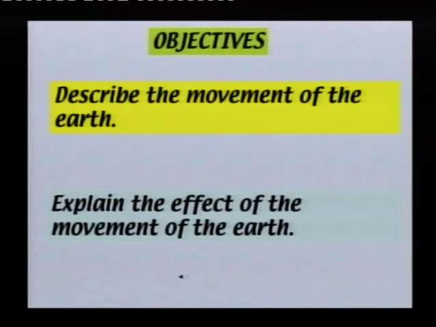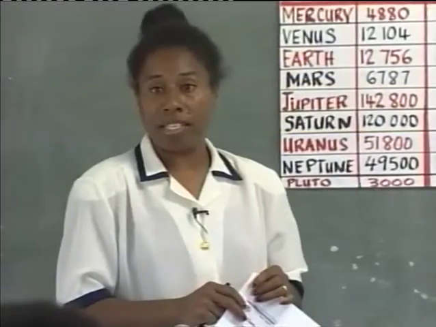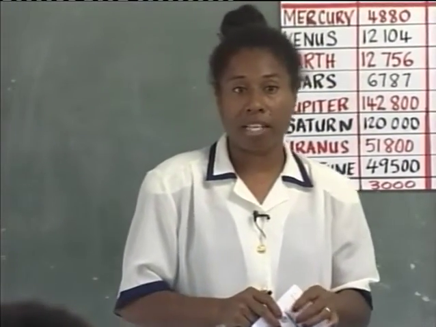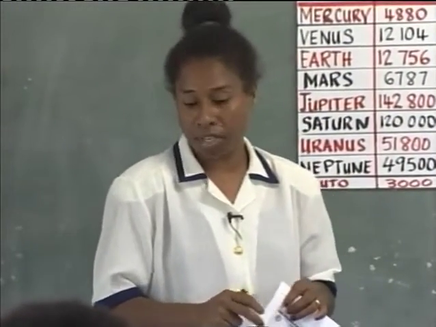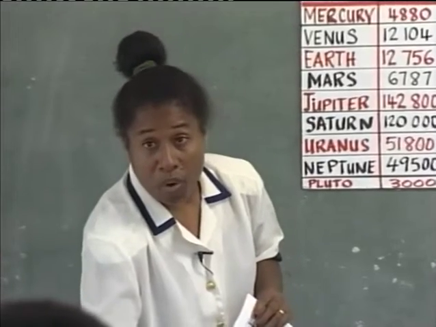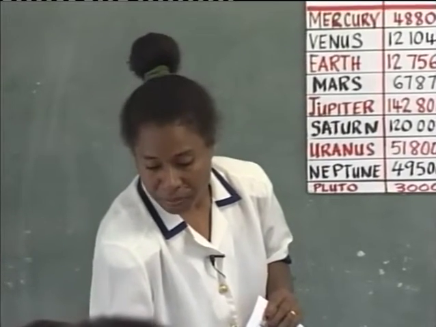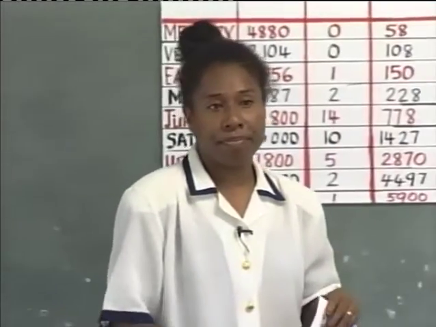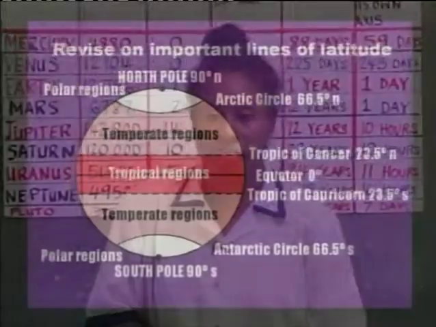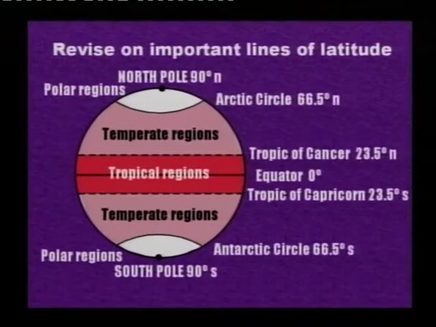When we are looking at our lesson today, we are going to look at basically the first movement, and that is the movement of the Earth's rotation. We'll look at the movement of the Earth's revolution in our next lesson. So basically, those would be the two objectives I'd like us to be able to achieve. But before we go ahead to looking at those two objectives, let's recap on the important lines of latitude that we had time to go through yesterday.